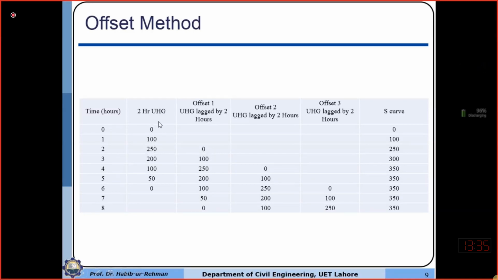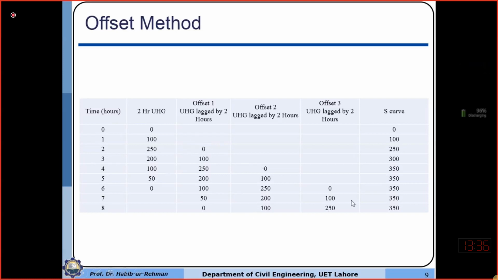The given unit hydrograph starts at 0 hours. The first ordinate of offset 1 starts at 2 hours, so there is a lag of 2 hours between the given unit hydrograph and offset number 1. Offset number 2 is again a unit hydrograph lagged by 2 hours from offset 1, so its first ordinate starts at 4 hours from the original, at a 2 hour lag from offset 1.